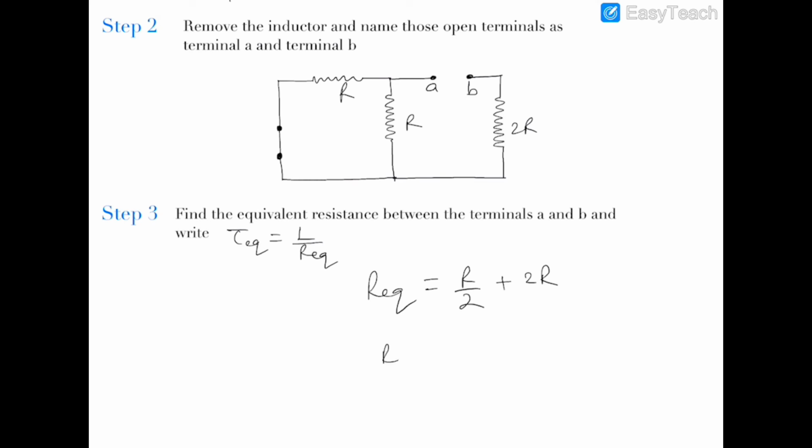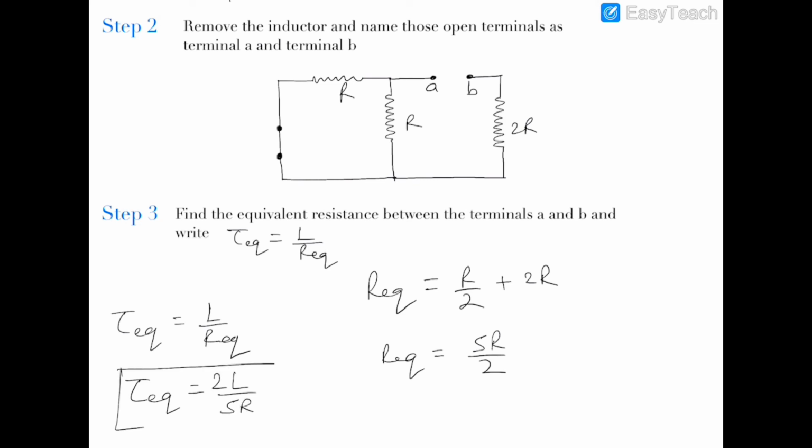So the equivalent resistance of this circuit would be 5R by 2, and the time constant can be written as L upon R equivalent. Therefore the equivalent time constant of this circuit would be L upon 5R by 2. So this time constant is the equivalent time constant of this circuit.